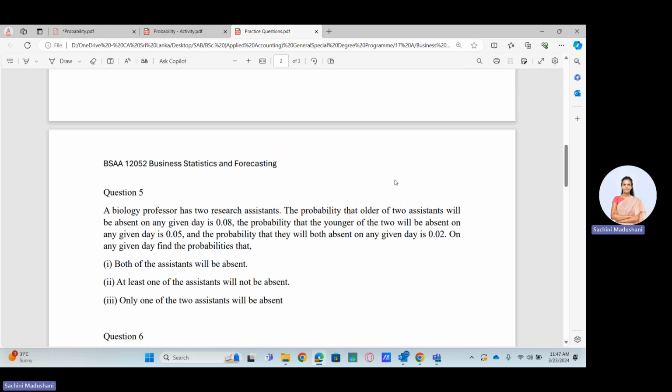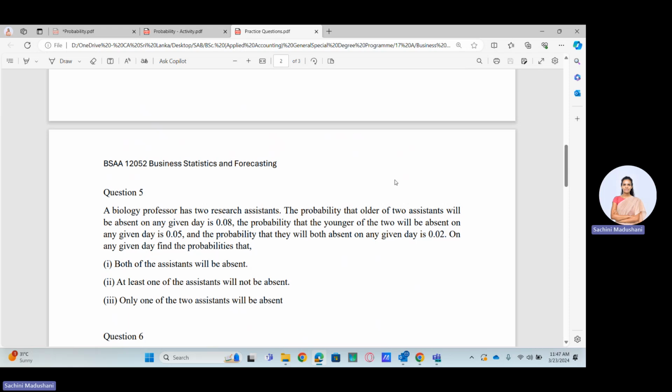The biology proctor has two research assistants. The probability that both assistants will be absent on any given day is 0.08. The probability that the younger one will be absent on any given day is 5%. The probability that they will both be absent is 0.02. Both means intersection: both of the assistants will be absent.